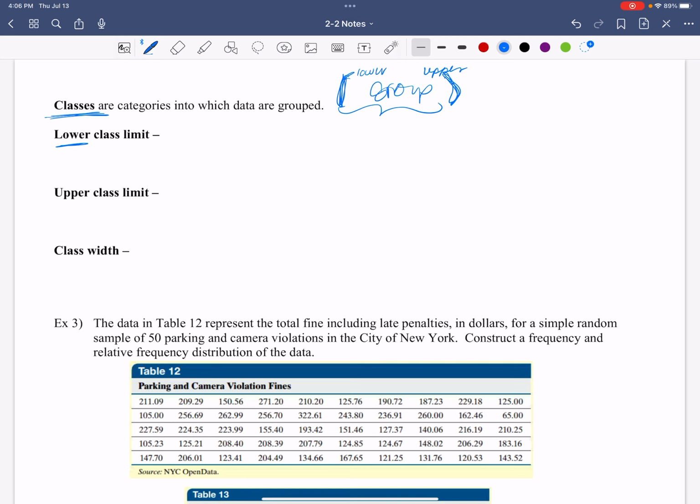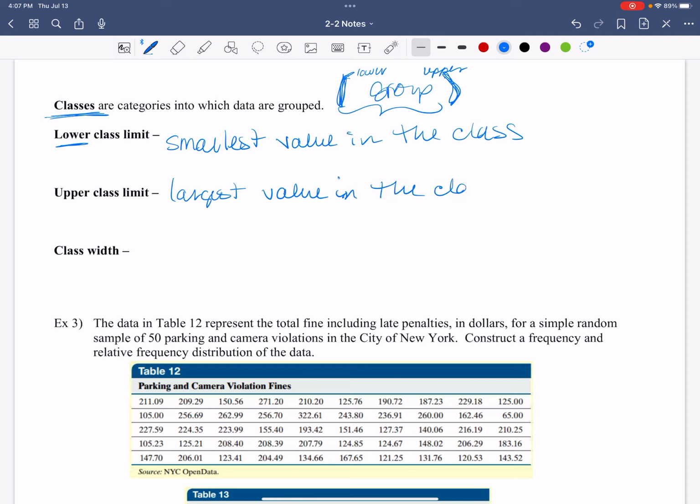So the lower class limit is the smallest value in the class. So the upper class limit, the largest value, right, in the class. And that's just a group. So we're using the word class to represent that group.